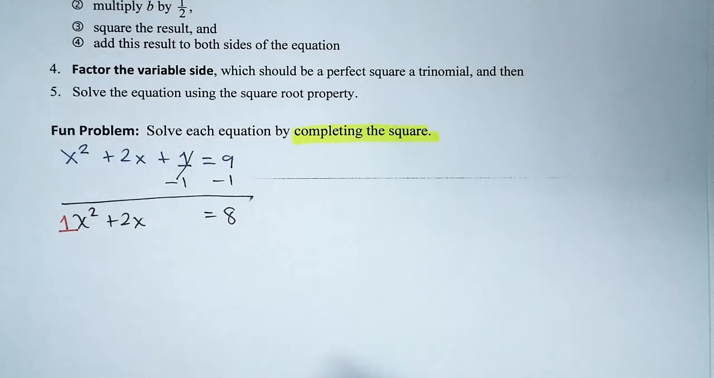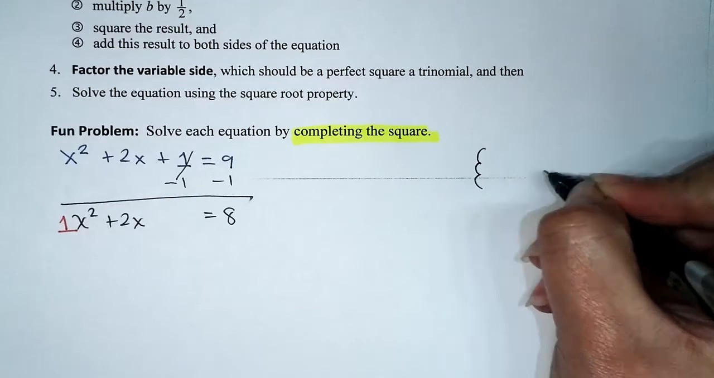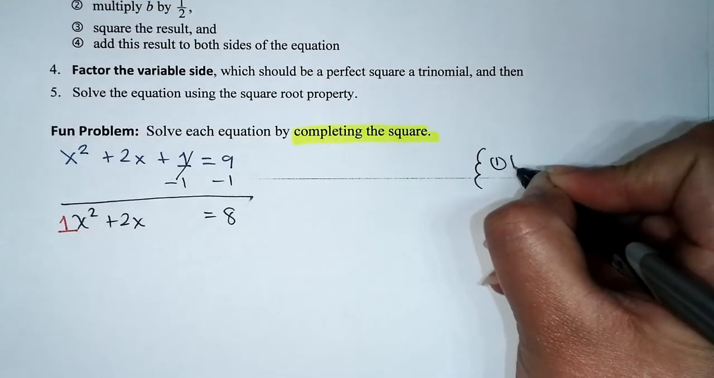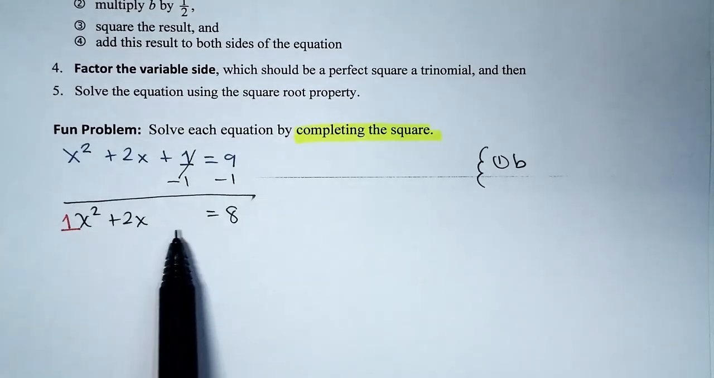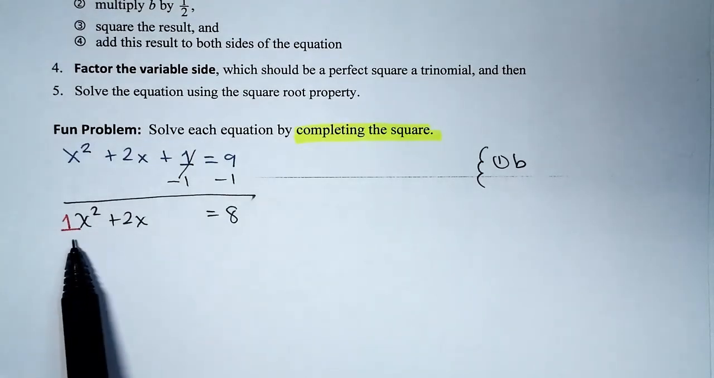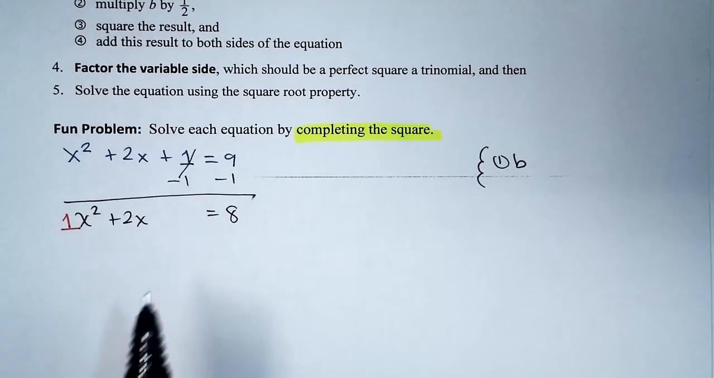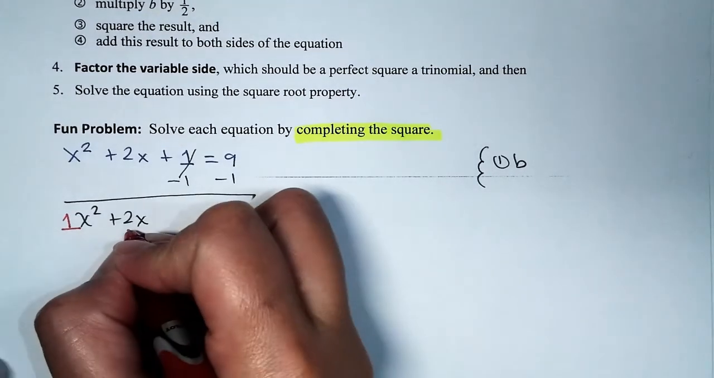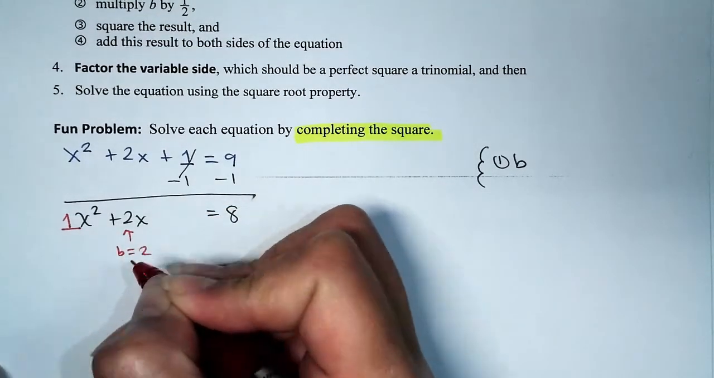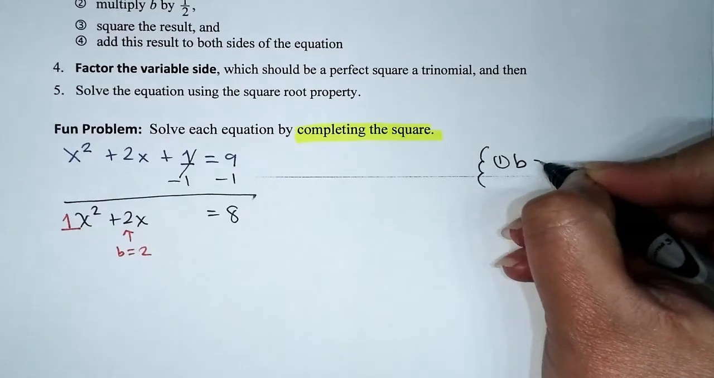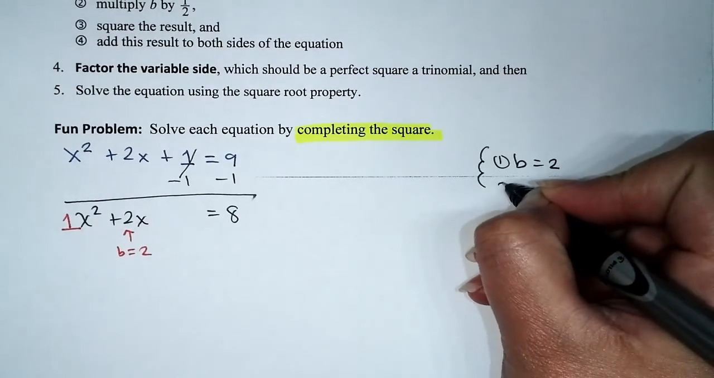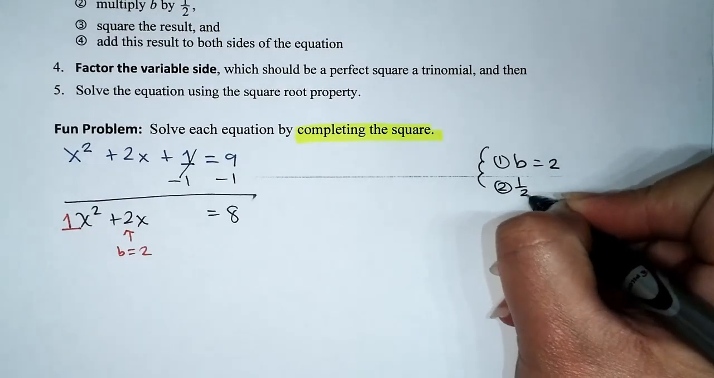To complete the square, it's going to be a 4-step process, and I'm going to do it as a thinking area. Okay, so step 1, we are going to identify b. Bear in mind that if we had 3 terms, this will be a trinomial of the form ax squared plus bx plus c. So in this case, the value of b is 2. To complete the square, it's a 4-step process. 1, identify b. b is 2. 2, multiply it by 1/2.